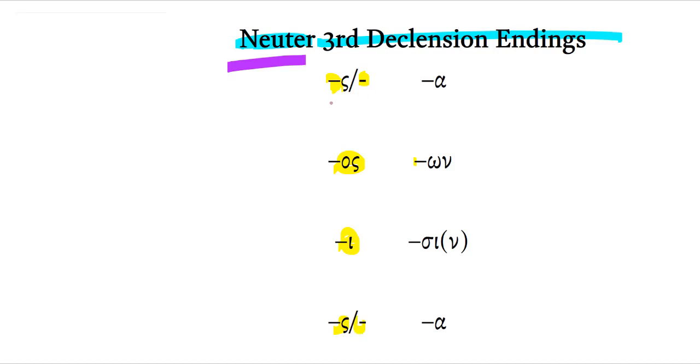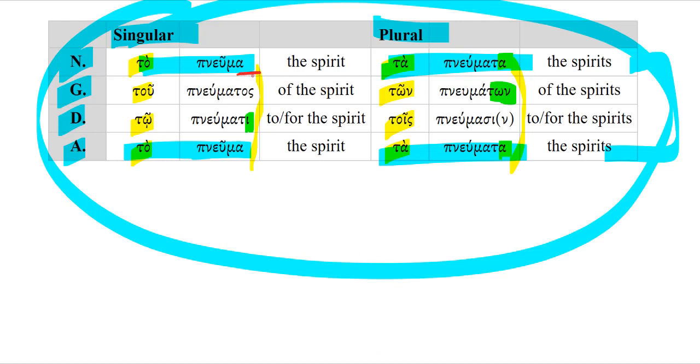You're like, how do I know whether it's a sigma or nothing? How do you know whether it's going to be a sigma ending? Well, you don't. You just observe it. You're like, well, what was it with pneuma? Because I look back there and I'm like, how is that?